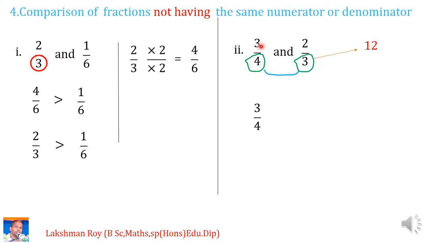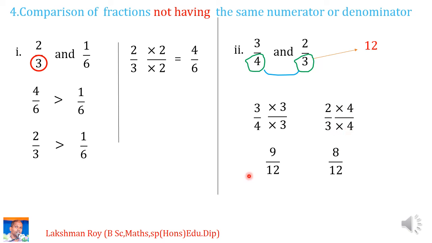How to do that? This 3/4 should be multiplied by a number to get 12. This should be multiplied by 3, and the same number you have to multiply in the numerator. For 2/3, to get 12 we multiply by 4, and the numerator also by 4. Now what happened? 3 multiplied by 3 is 9, 4 into 3 is 12. Here 2 into 4 is 8, and 3 into 4 is 12.